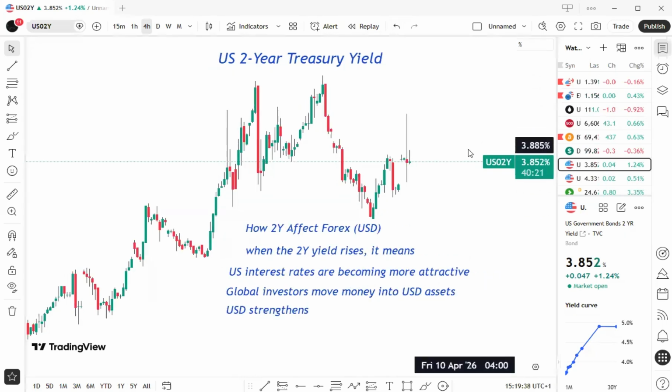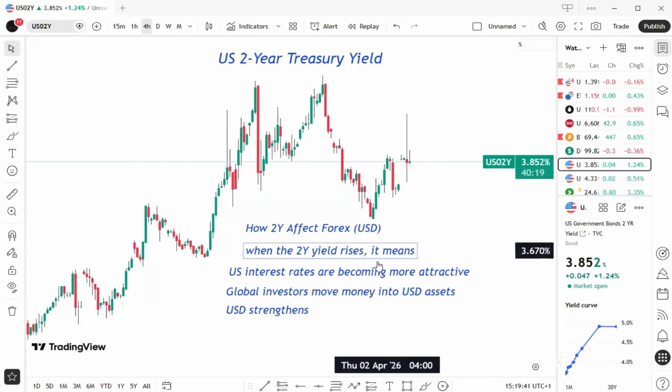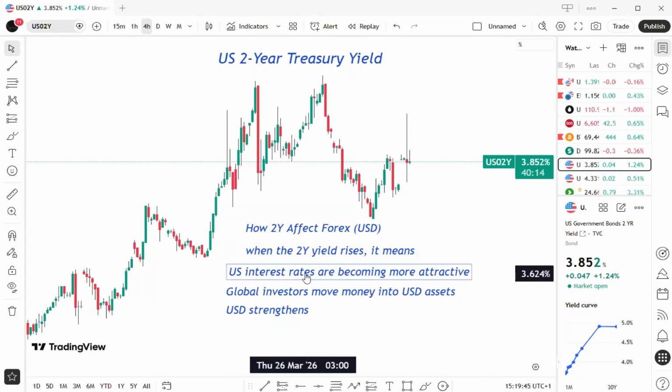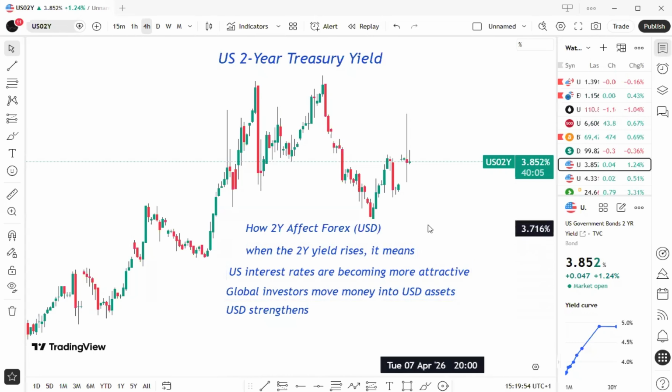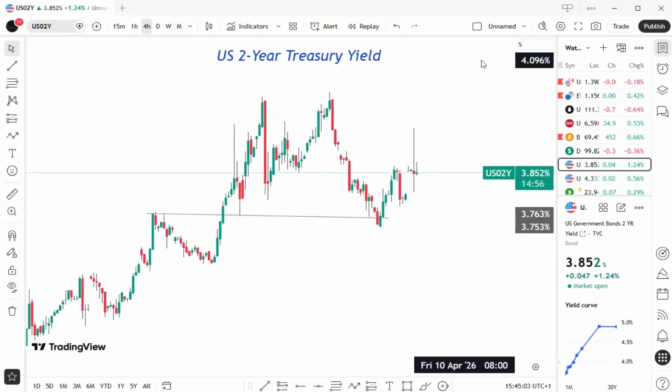And how does the 2-year yield affect forex, which is the USD? Whenever the 2-year yield is rising, it means that USD interest rates are becoming more attractive. Investors are moving money into USD assets and the USD strengthens. So whenever the US 2-year is rising, the USD rises. Whenever the US 2-year is falling, the USD weakens. So the key insight is that the 2-year yield is like a Fed expectation chart.